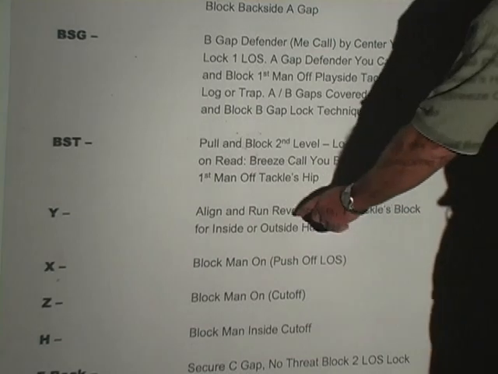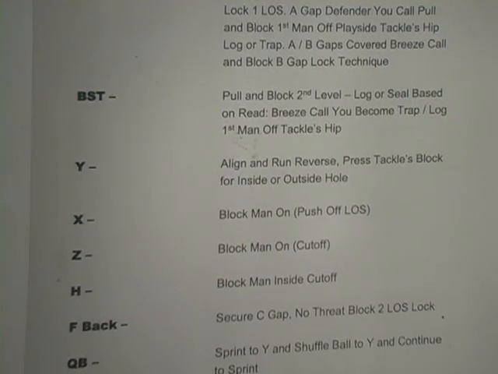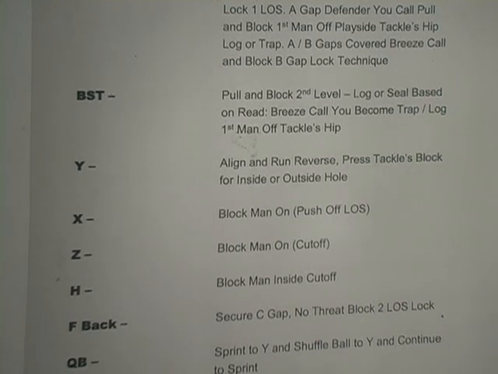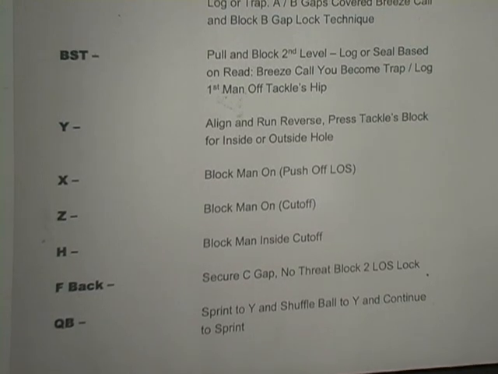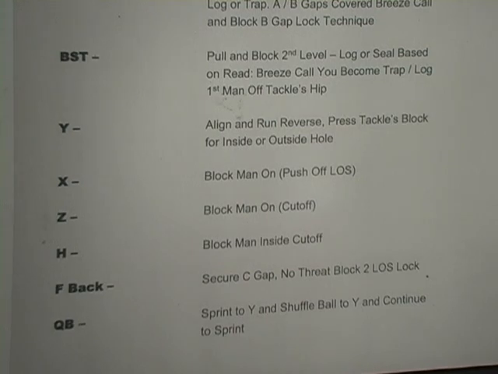Y, line, and run the reverse. Press the tackle's block for the inside or outside hole, depending on where it is. All right? Now, going to the X, you're basically blocking man on, push him off the line of scrimmage, the corner, the guy that covers you. Push him off. He's the farthest receiver, the receiver that we're running to, our weak side receiver, like I showed you earlier on the drawing where the X was. Z is blocking man on, cut off. H is blocking man inside, cut off. F, secure the C gap, no threat, block 2 LOS, lock. Quarterback, sprint to the Y, shuffle the ball to the Y, and continue the sprint.